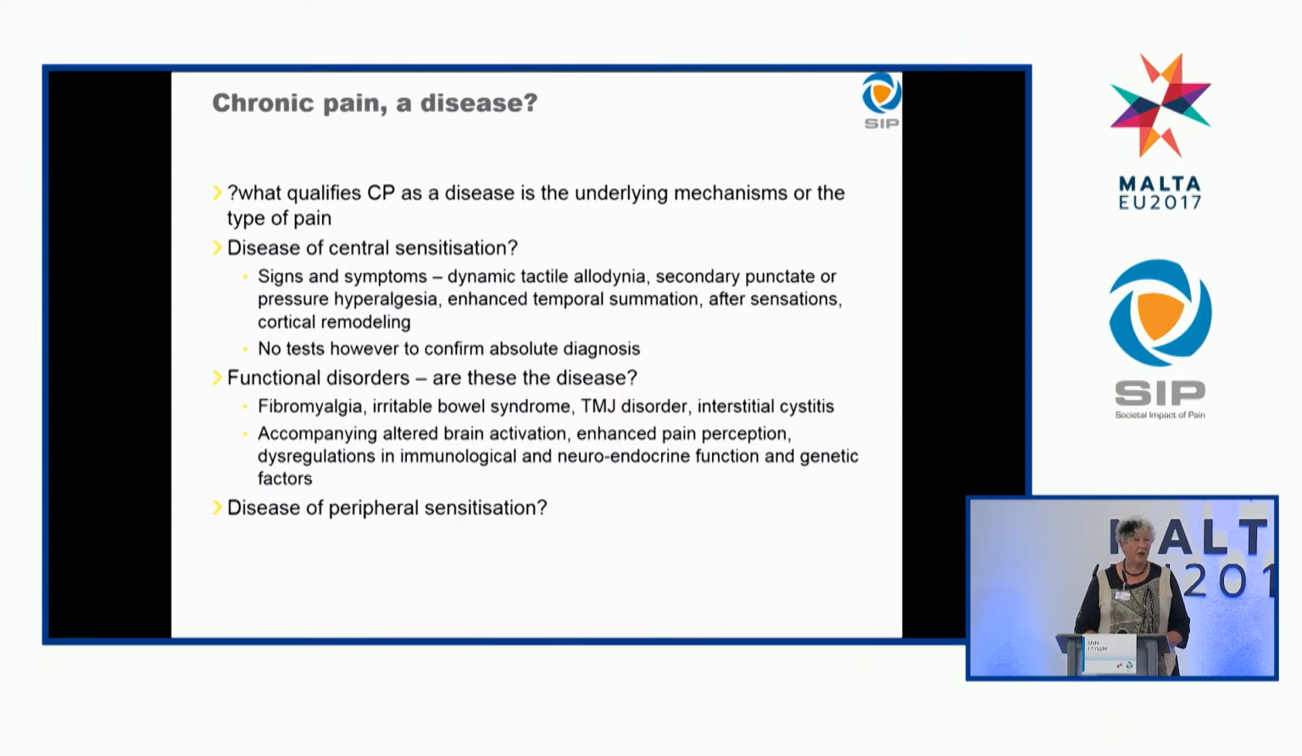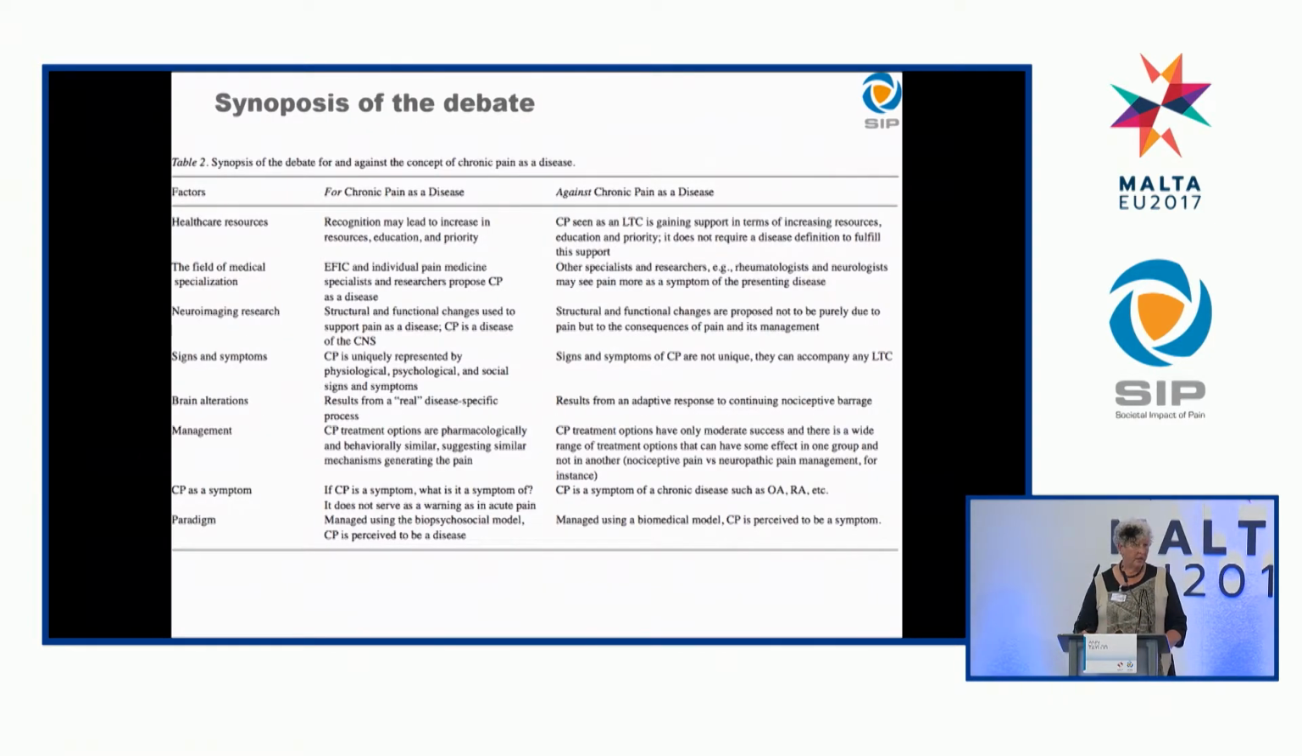We also had conversations about, well, is it the type of pain you have? Because there's now some thought around things like fibromyalgia, irritable bowel, interstitial cystitis, temporomandibular joint disorder, all being part and parcel of a functional syndrome. They're all the different manifestations of the same condition in the brain. It possibly may be a disease of peripheral sensitization, but that's another paper. So in the paper that we published, there's a synopsis of the debate, some of which I've pulled out today.